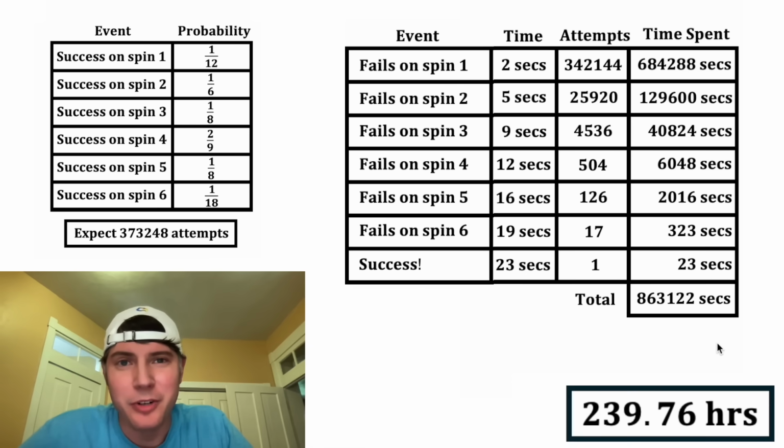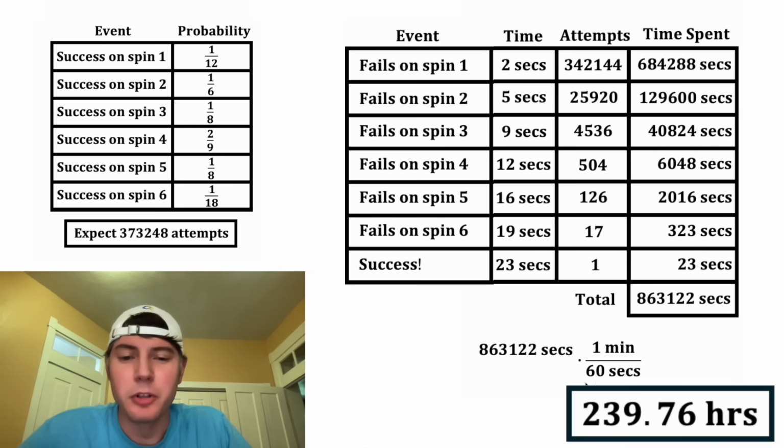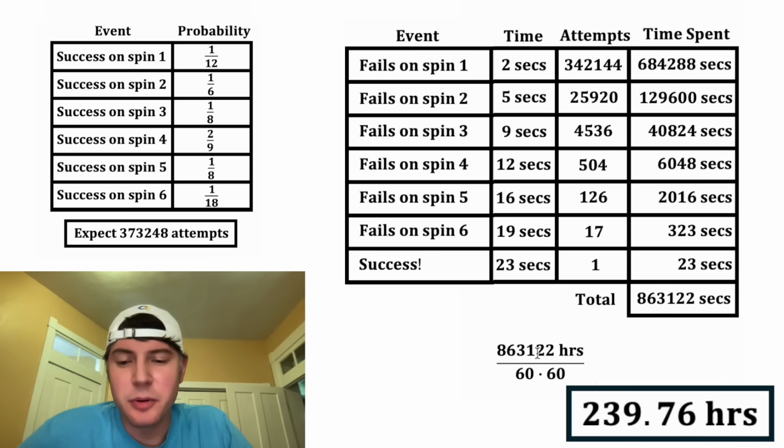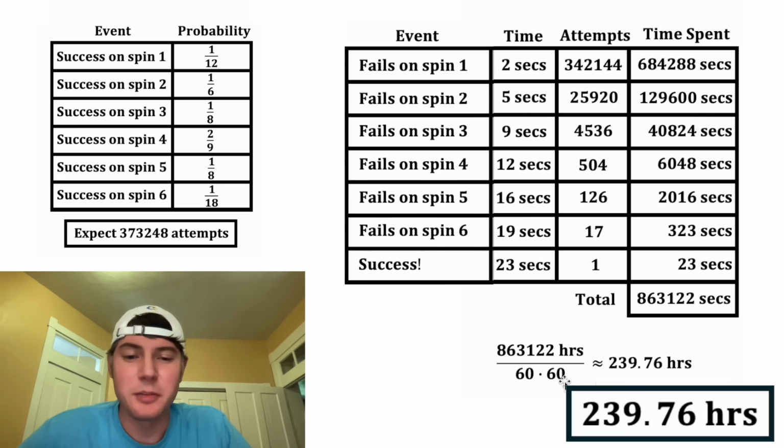Let's find out how many hours that is. We can take this number here, multiply it by 1 minute over 60 seconds, and multiply it again by 1 hour for 60 minutes. First, let's cancel our labels. The seconds on top and bottom can cancel each other out. And then the minutes on top and bottom can also cancel each other out. So now the only label we're left with is hours. Let's just rearrange this stuff. 863,122 divided by the quantity 60 times 60 is approximately equal to 239.76.